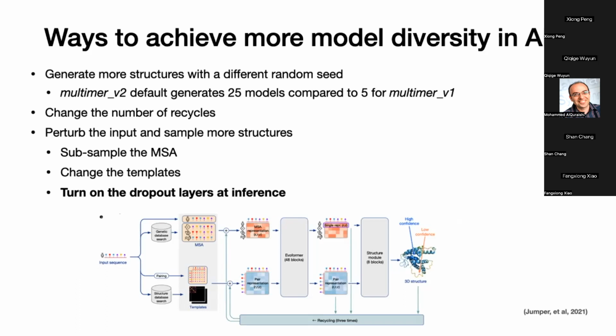Or you can do what was done in the previous talk. You perturb the input and sample more structures. So you sub-sample or make a different MSA. You can also change templates and turn them on. We didn't do that, but we can certainly do it and improve it even more.